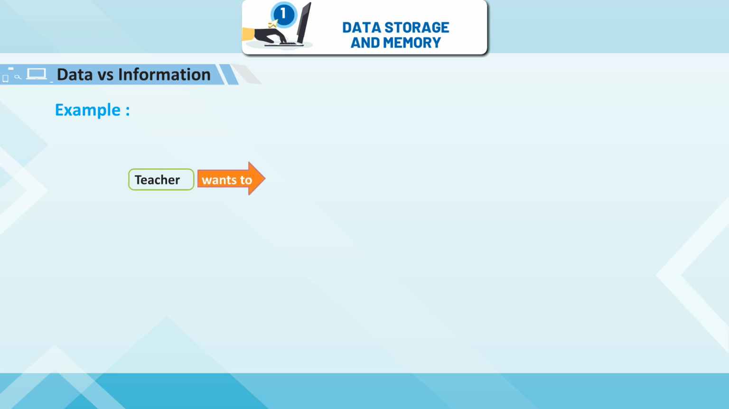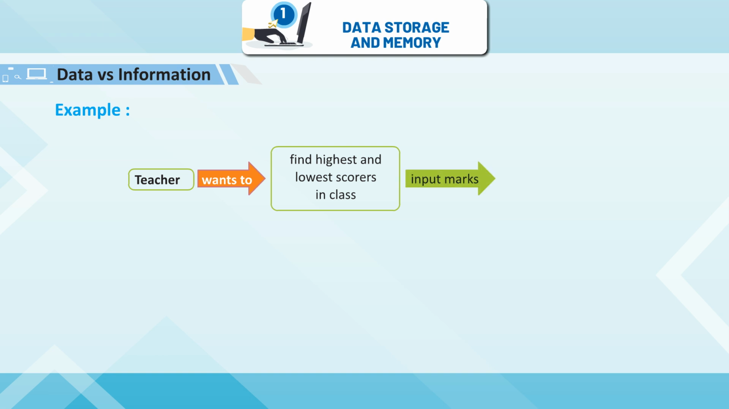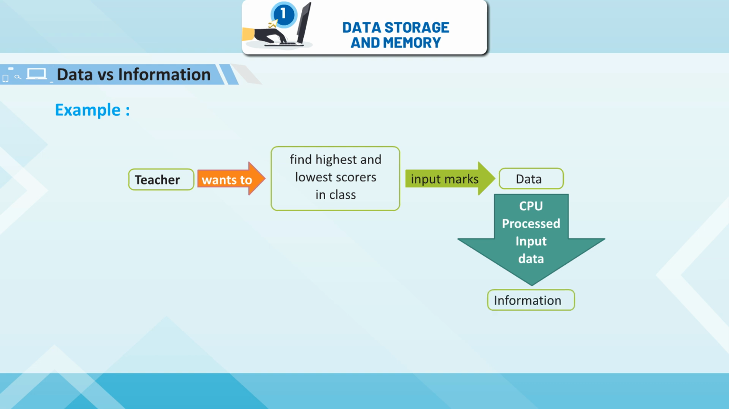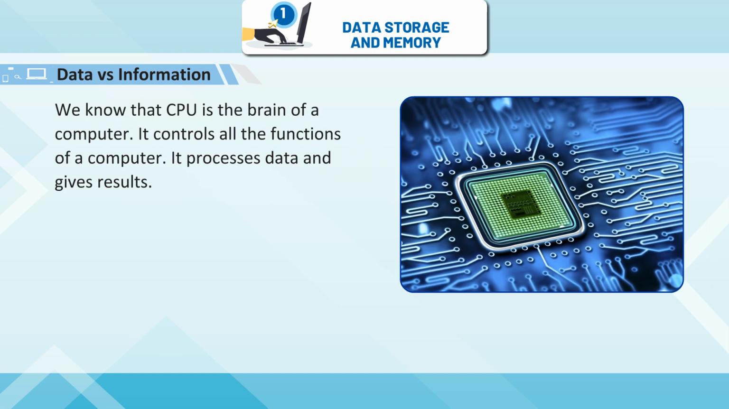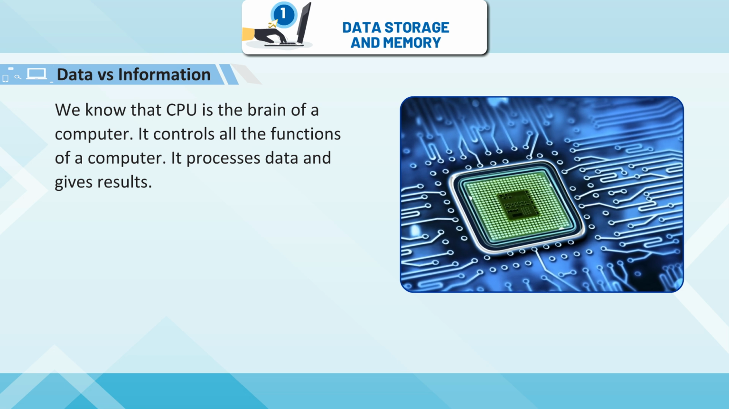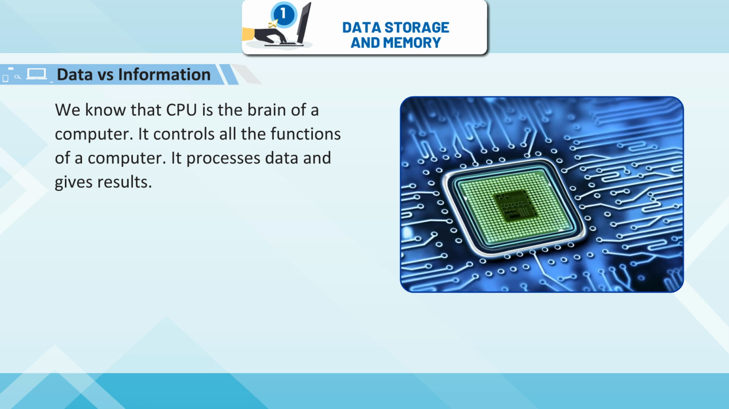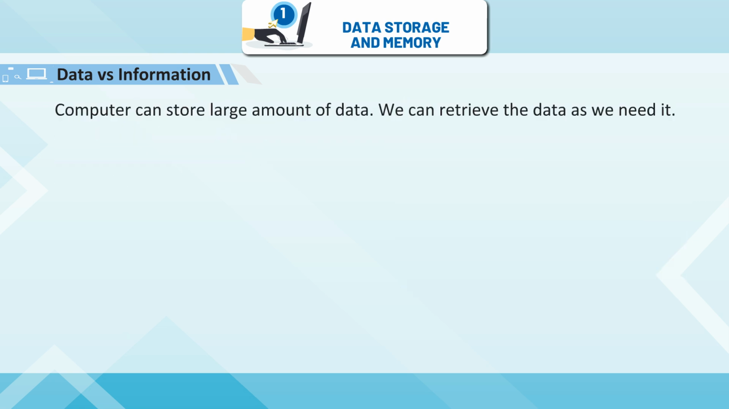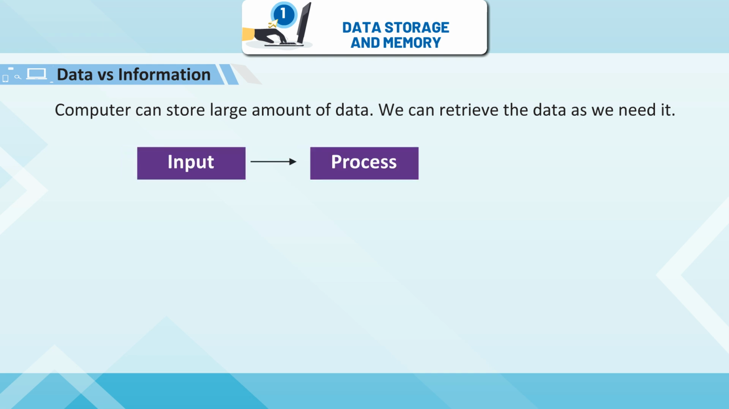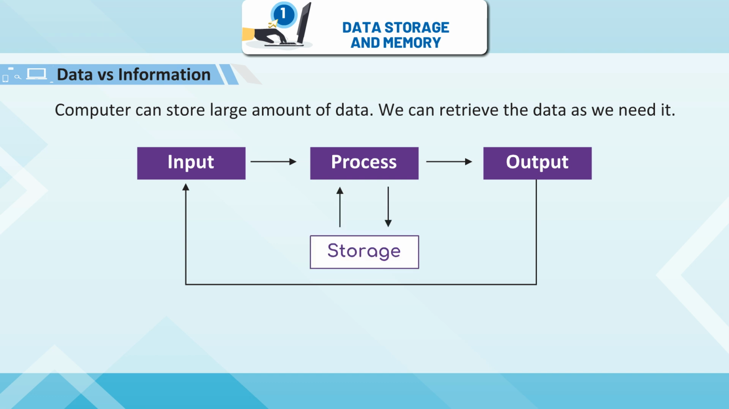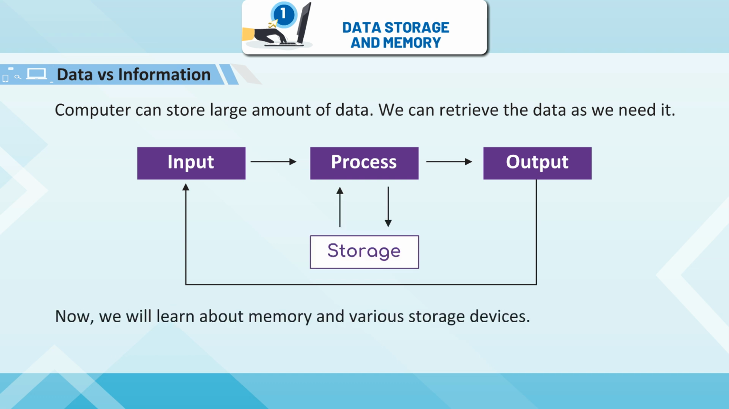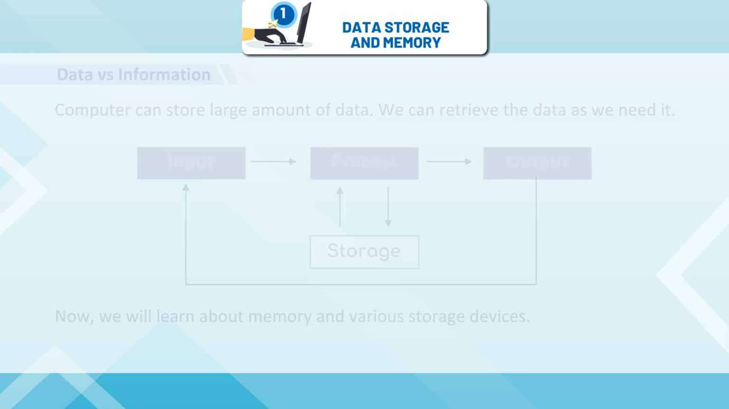Example: a teacher wants to find the highest and lowest scores in the class. Input: marks, data. CPU processes the input data: information. We know that the CPU is the brain of a computer. It controls all the functions of a computer. It processes data and gives results. A computer can store a large amount of data. We can retrieve this data as we need it. Input, process, output, storage. Now, we will learn about memory and various storage devices.